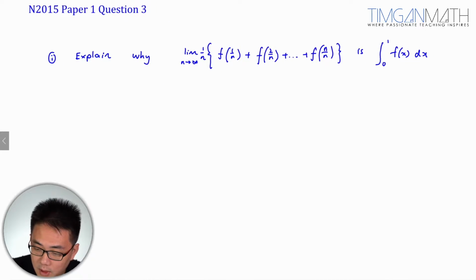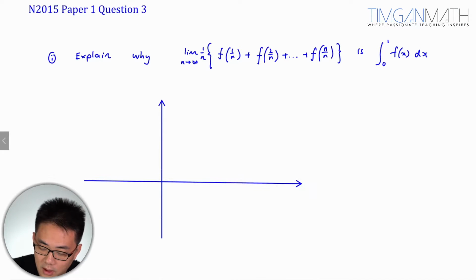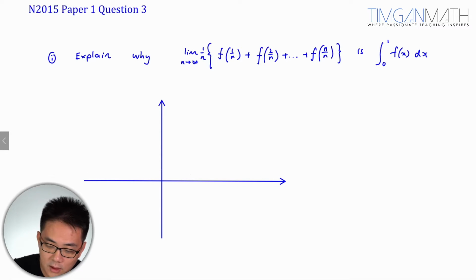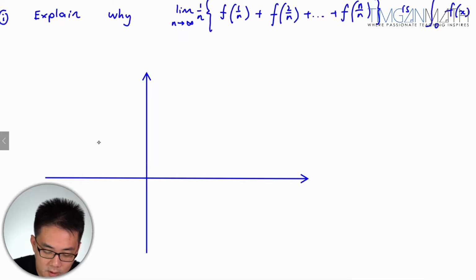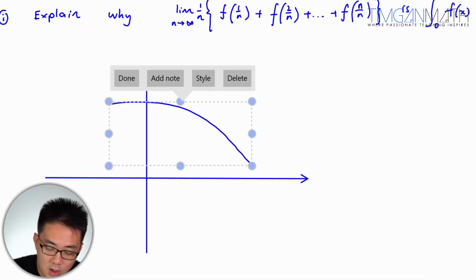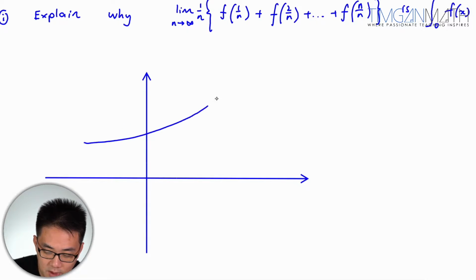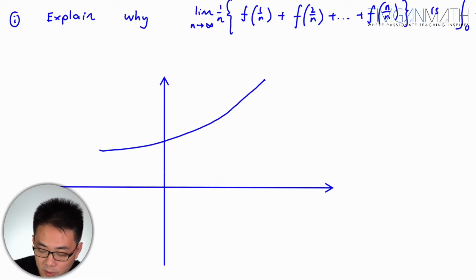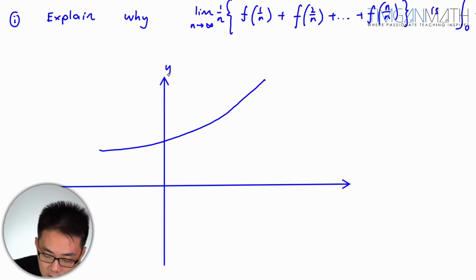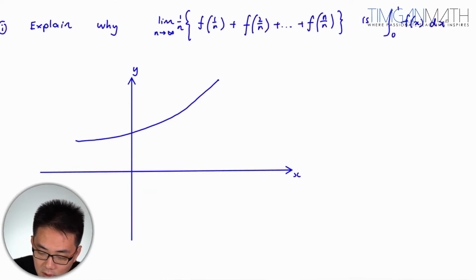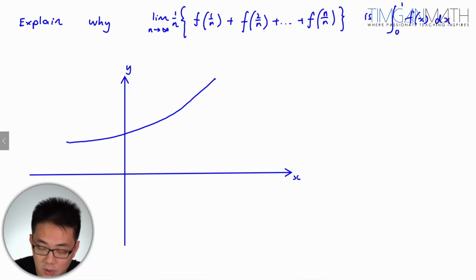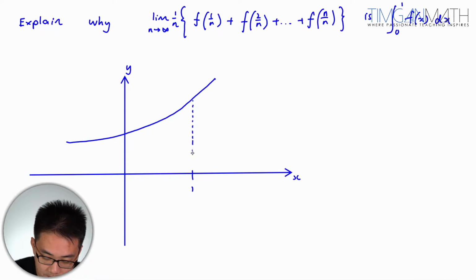It doesn't matter what kind of graph you draw, as long as it's a curve that is continuous. It could be downwards or upwards, but for simplicity's sake, I'm just going to draw an exponential curve. This is y and this is x. Now you want to find the area under the graph from 0 to 1. So this is the area under the graph.